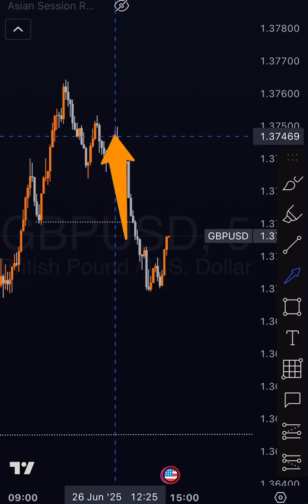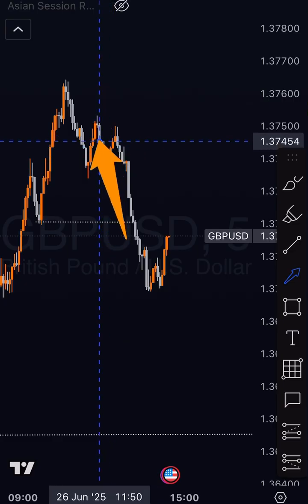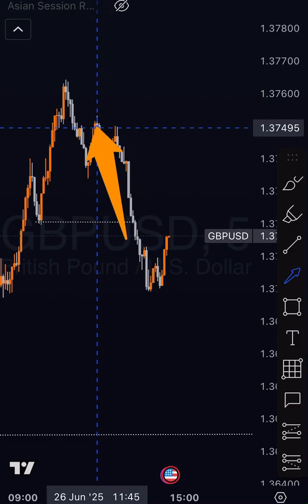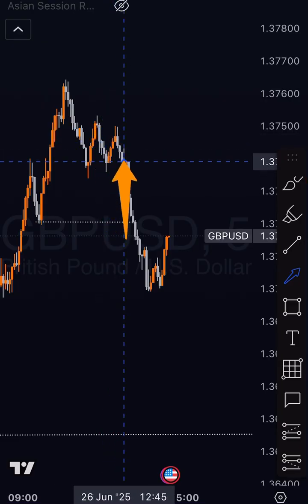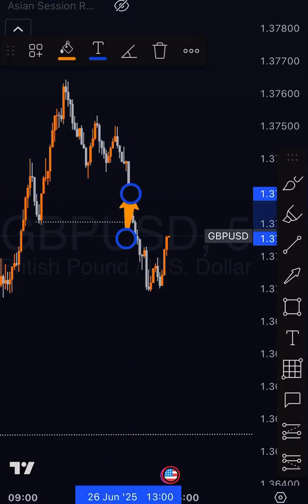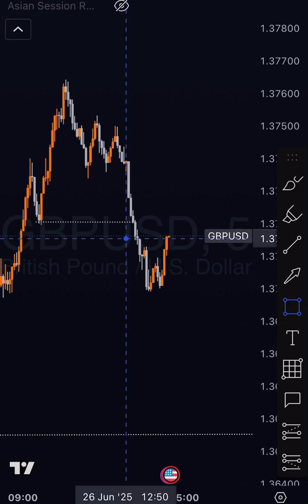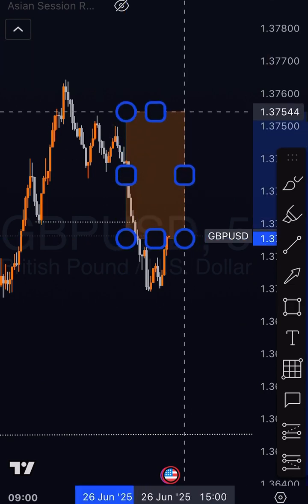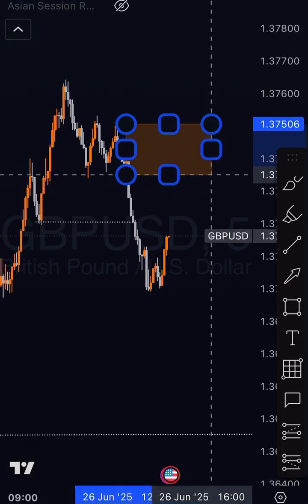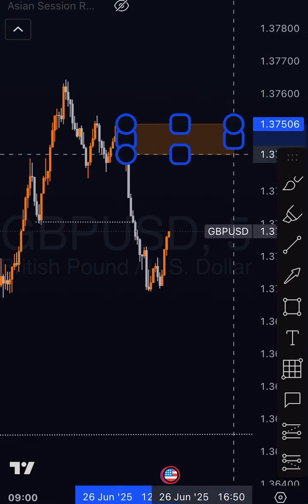So in this case, which order block here hasn't been mitigated? That is mitigated already. So, oh okay, I've seen something that hasn't been mitigated. Let me show you here. Price hasn't mitigated this zone over here.